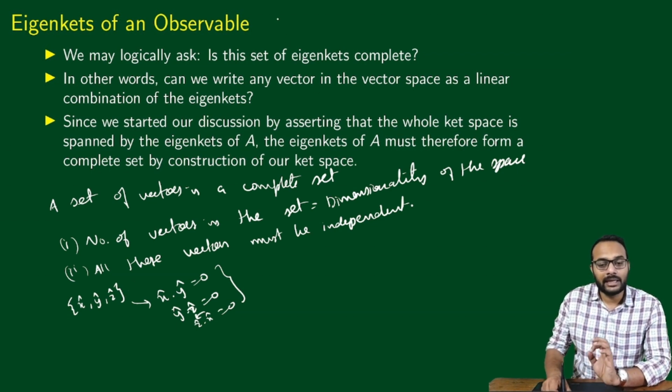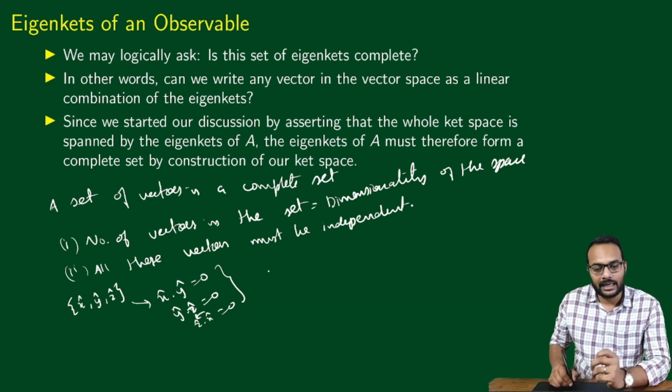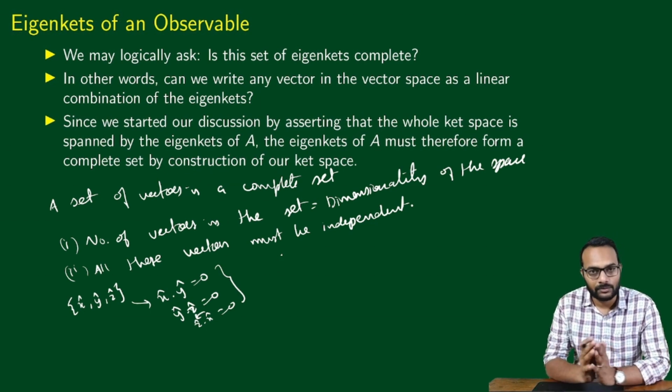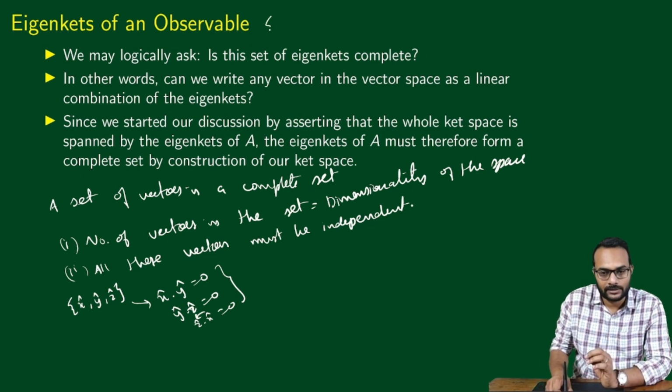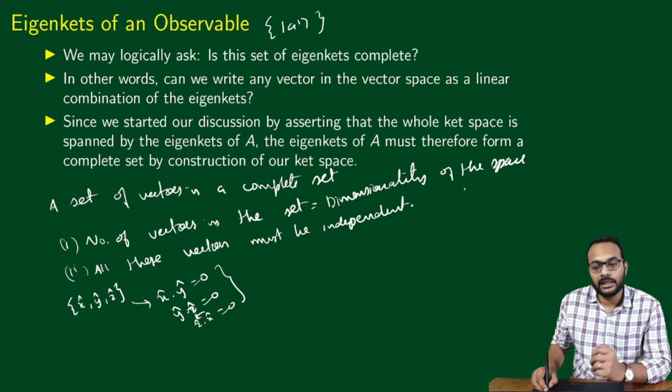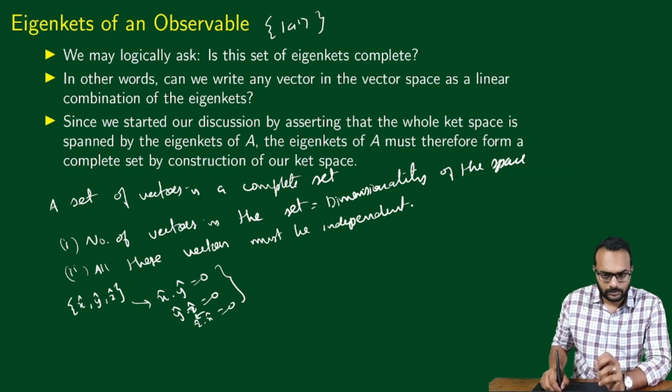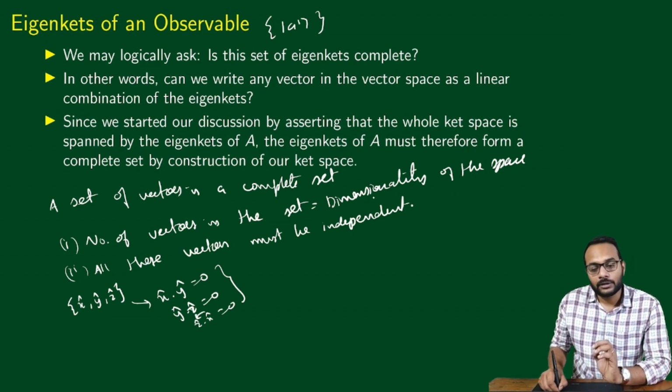All right. Now we can ask the same question. I think the idea of complete set is somewhat clear. We can ask the same question in the case of eigenkets. Is the set of eigenkets complete? All right, so let's check this. The first condition is that the number of vectors in the set has to be equal to the dimensionality of the space. Now this is actually true by construction.